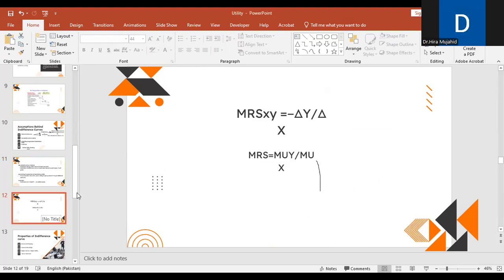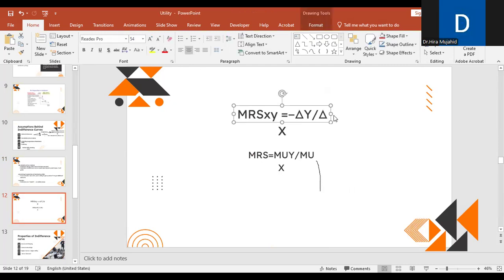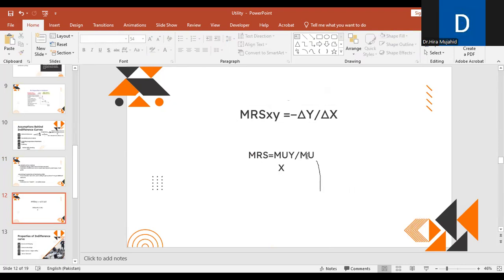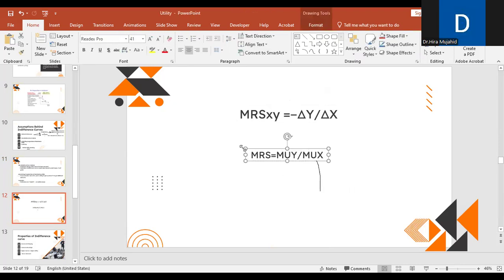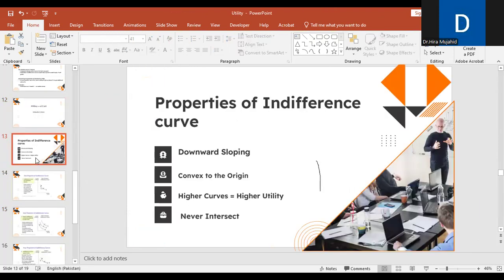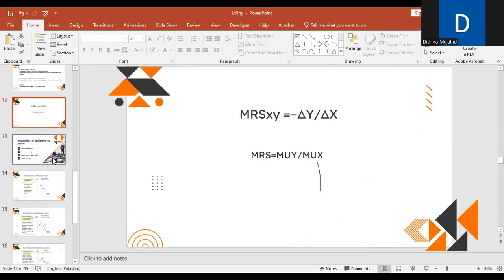This is the formula. MRS is change in y divided by change in x, right? And we will discuss the MRS and MU, how we can get this. This is a kind of derivation that we will discuss in class because it will take time to explain, and you will get more out of it live. It's better to discuss in the class, right?